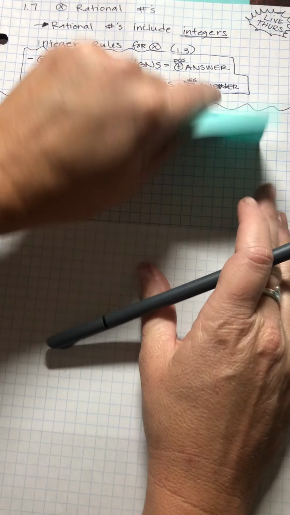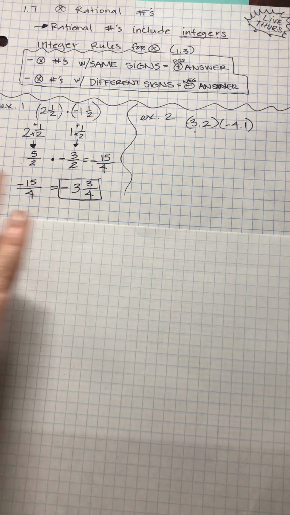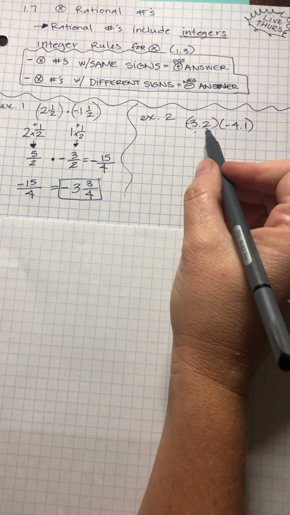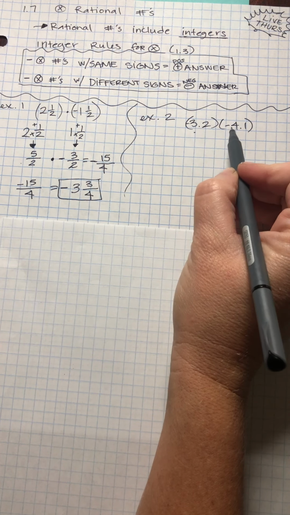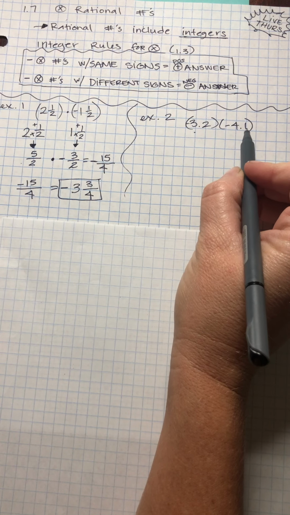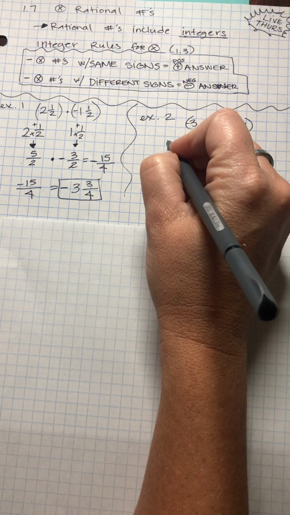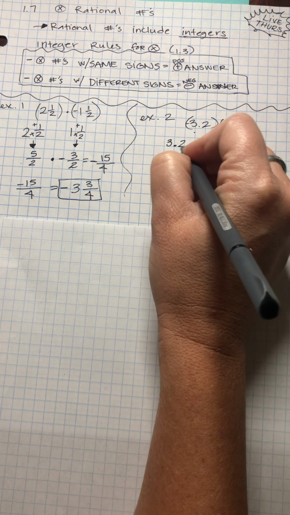Okay. So again, multiplying mixed numbers shouldn't be new, but using positive and negatives with these numbers is the new 7th grade concept. Make sure that you always check your signs before you finish your problem. Here's our second example. Negative 3.2 times negative 4.1. So we're going to take our decimals, and remember, when we multiply them, they don't have to be lined up.